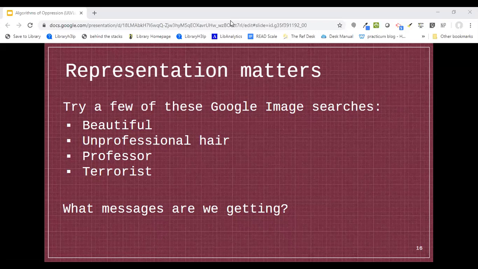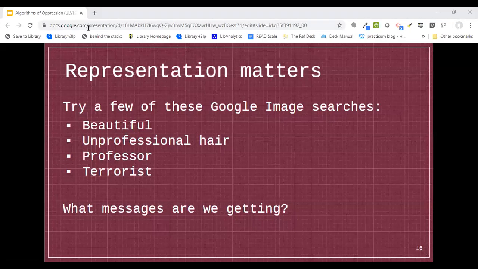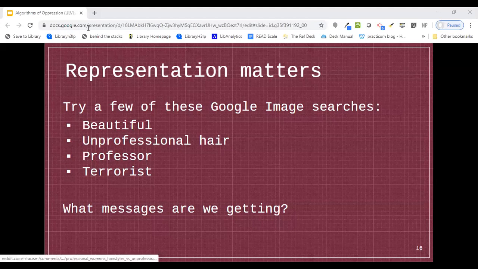Yeah, unprofessional hair, that's one I use a lot in class. If you try to imagine a situation where you are going for a job interview and you search for unprofessional hair. So under unprofessional hairstyles or unprofessional hair, it is mostly black women with natural hair, or women of color with natural hair. And these are sort of insidious messages that we get.